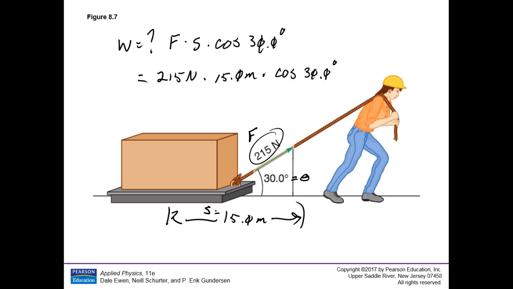Now notice here, you're in radians. Oh, I see. Okay, so now you're in degrees. Now you enter 215 times 15 times 30. That's not the right answer. What is it? Pretty close, isn't it?